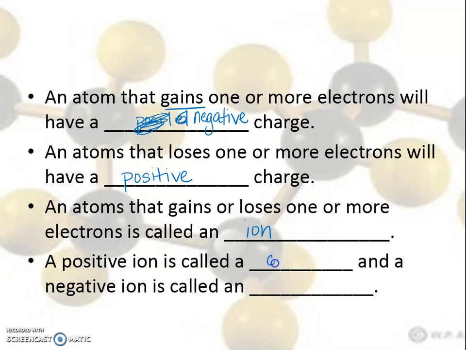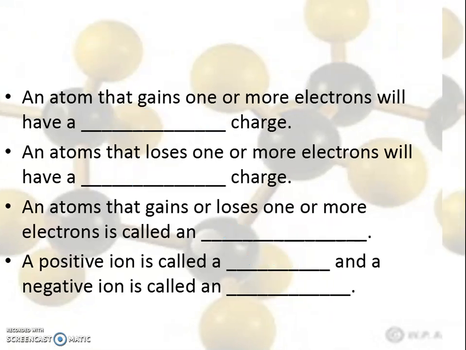A positive ion we call a cation, pronounced like cat-ion. Remember, cats have paws and they're positive. Positively, yes. And a negative ion is called an anion. I don't really have one for that. Maybe onion, but yeah. All right.